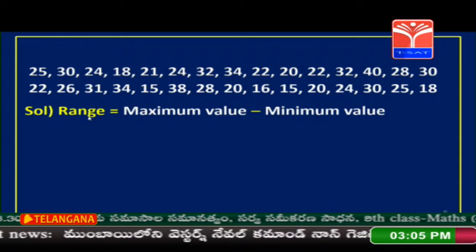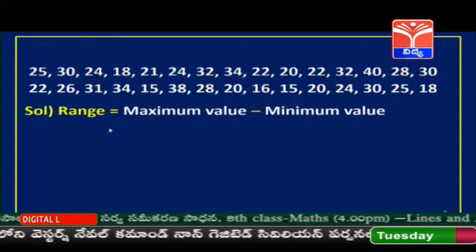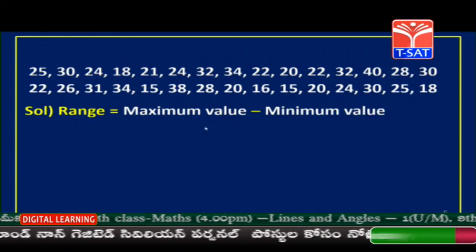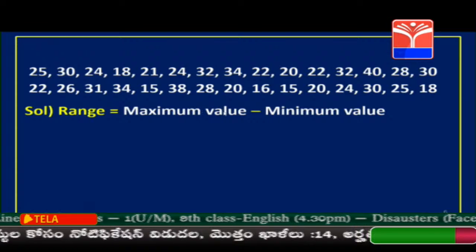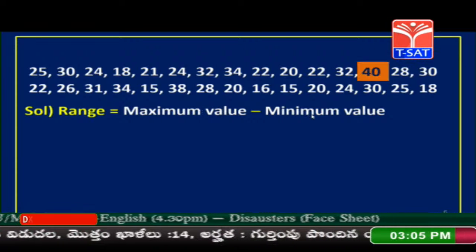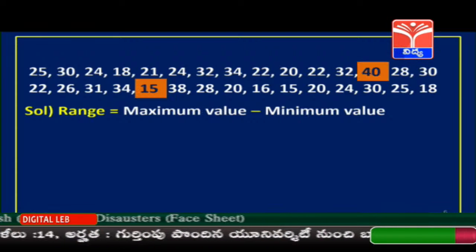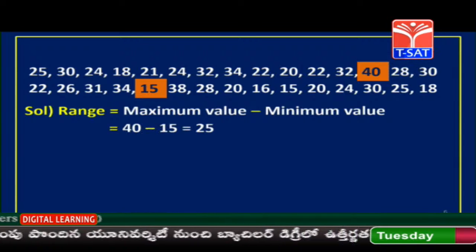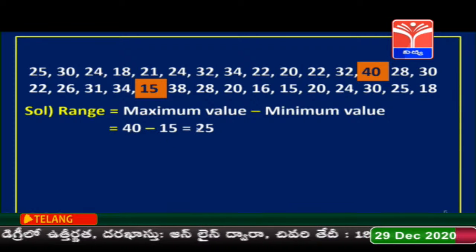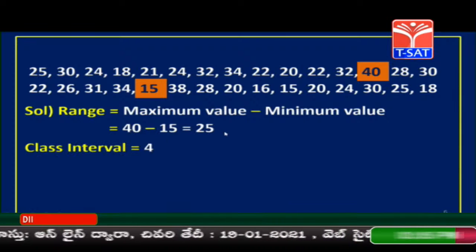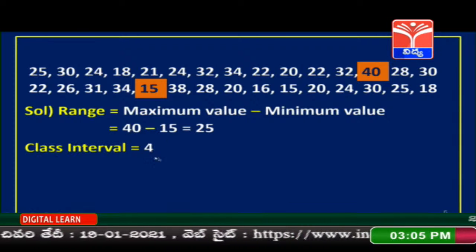First, we have to find range. Children, what is range? Yes, it is a difference between maximum value and minimum value. So, I can say range equal to maximum value minus minimum value. 40 is the maximum value and 15 is the minimum value. So, what we can do here? 40 minus 15. Children, what is 40 minus 15? Yes, it is 25.